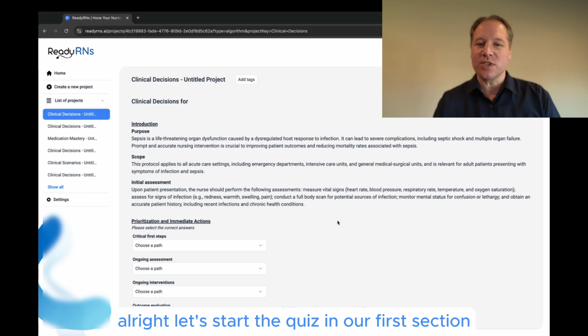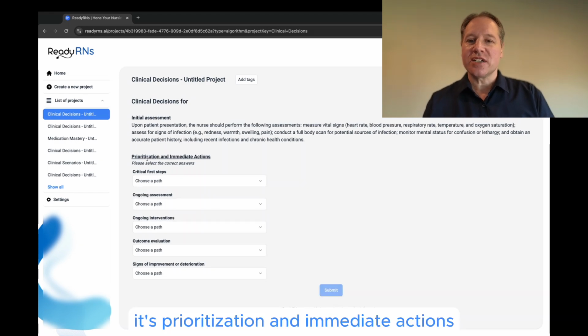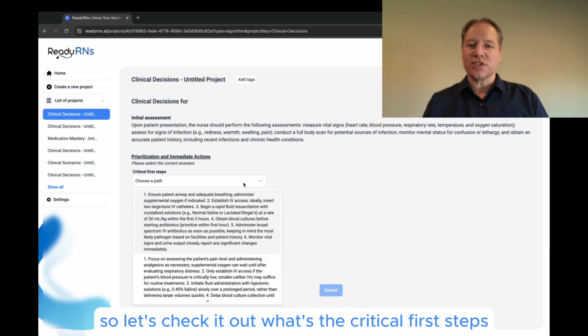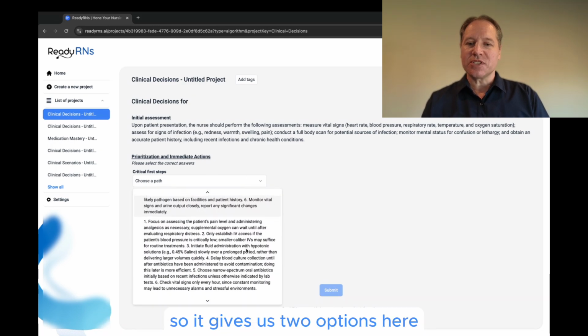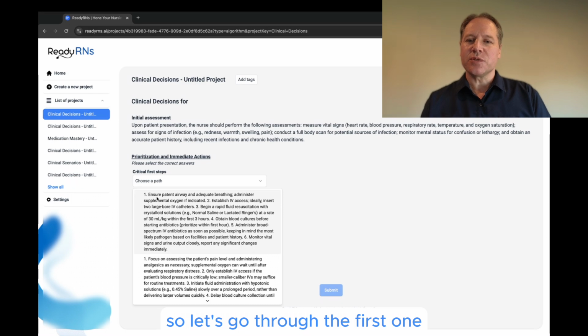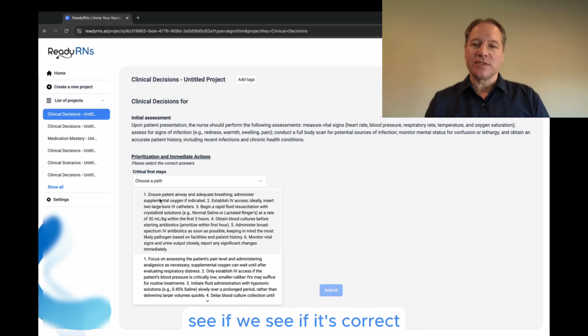All right, let's start the quiz. In our first section, it's prioritization and immediate actions. So let's check it out. What are the critical first steps? So it gives us two options here. So let's go through the first one, see if it's correct.